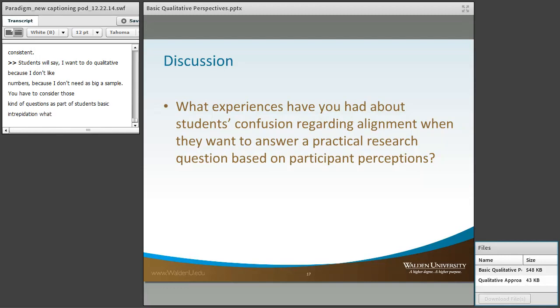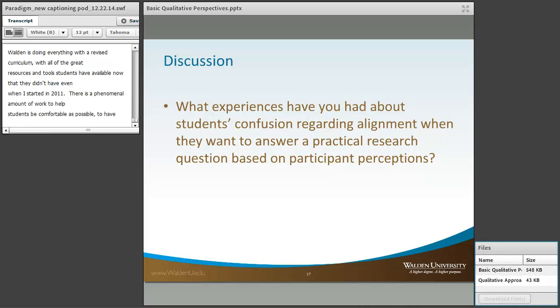And granted, Walden is doing everything with the revised research curriculum, with the revised residency research curriculum, with all the great resources and tools that students have available now that they didn't have even when I started in 2011. There's a phenomenal amount of work that's gone in to help students be as comfortable as possible, having as many resources as possible to start their dissertation. However, we do have to keep in mind that most of them have never done research before, and they have to do it in isolation.